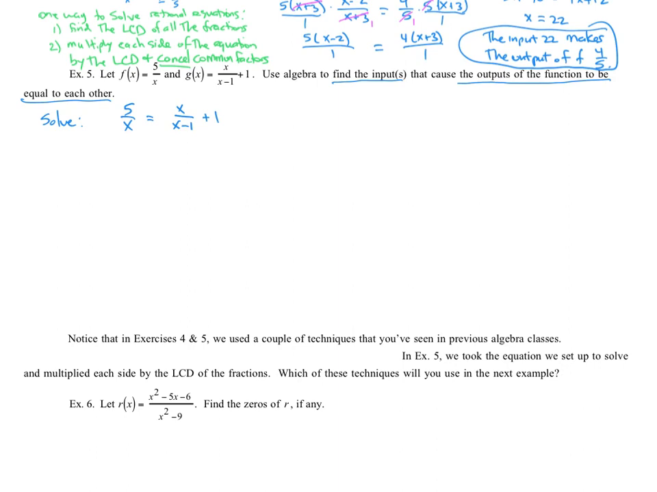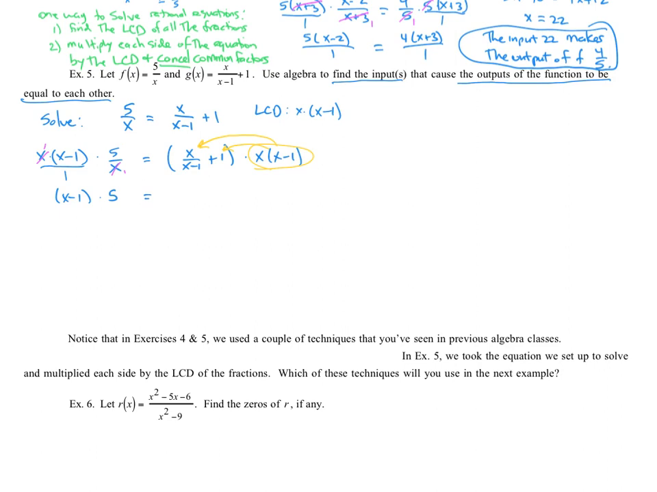The denominators of the two fractions have no common factors, so the LCD is x times x minus 1. So we multiply each side of the equation by the LCD. Notice that since the right-hand side of the equation has two terms, we must multiply the LCD times both of them. On the left-hand side, I'm going to put the x times x minus 1 over 1 and then cancel x from the numerator to the denominator. This will just give me x minus 1 times 5.